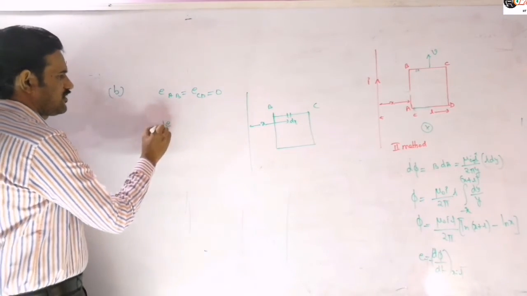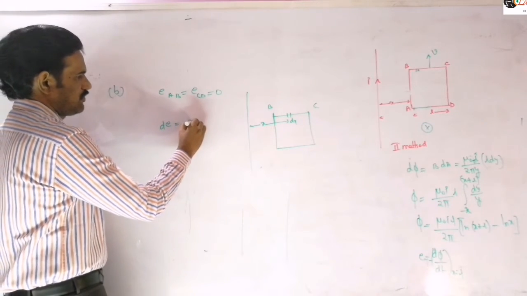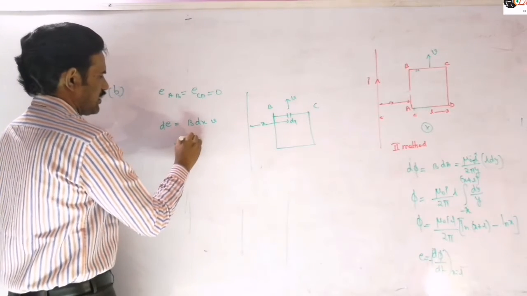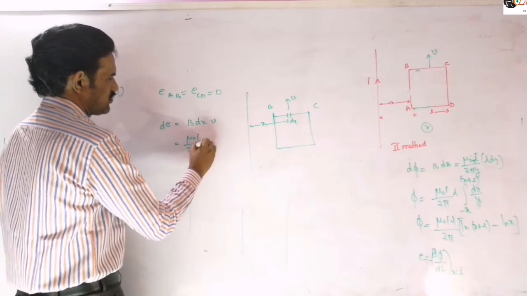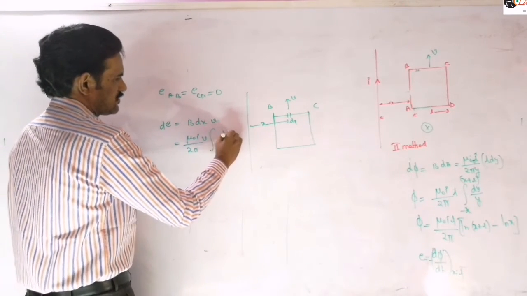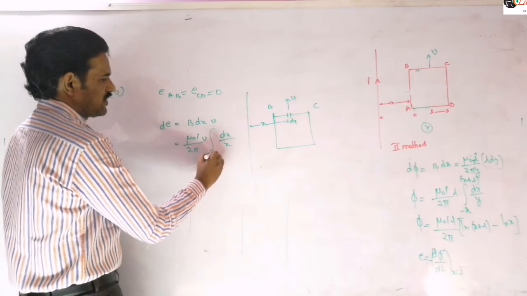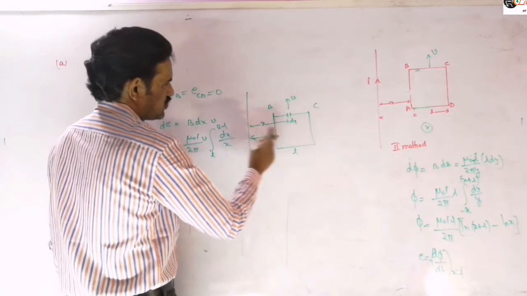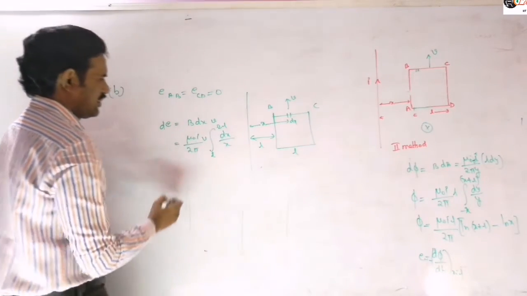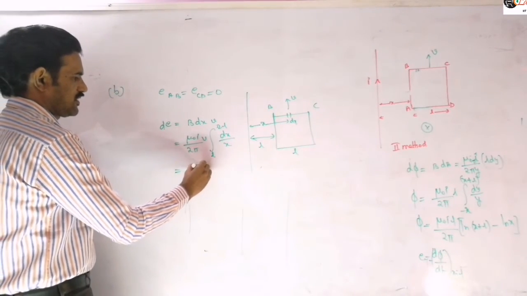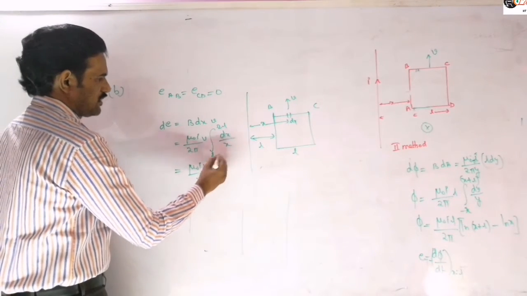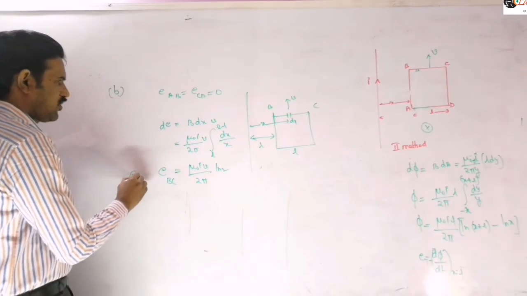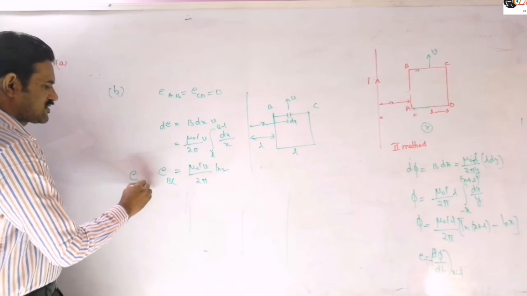So the induced EMF dE we can write as B into dx into V, because it is moving with the velocity V along this direction. So this is μ0 I by 2π into V into the integral of dx by x. Here x varies from L to 2L, where this distance is L and this is also L. So this value will be μ0 I V by 2π into ln 2. So this is our induced EMF between BC, and the induced EMF between AD you will also get as the same expression here.